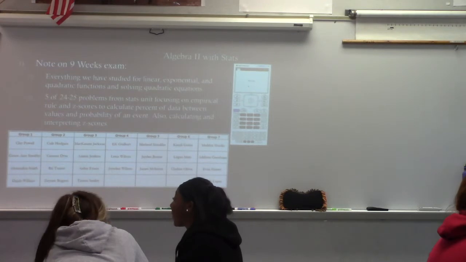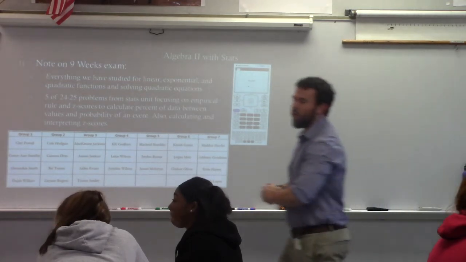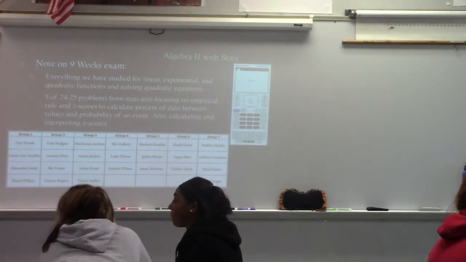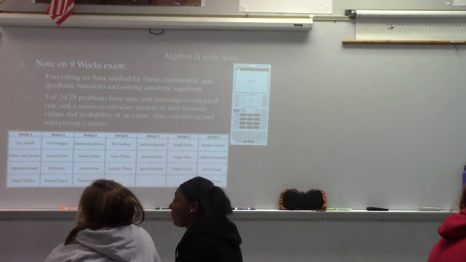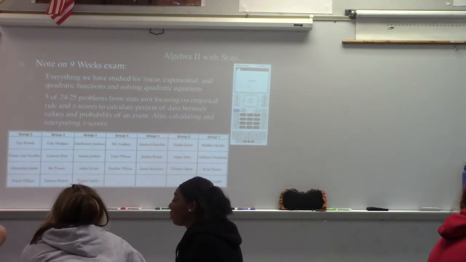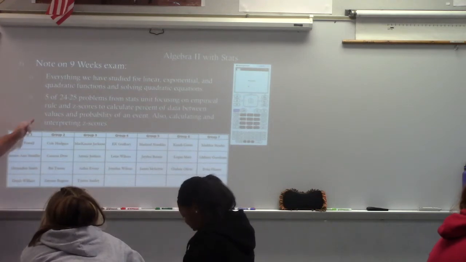You need to know the fundamentals of linear, exponential, and quadratic. You need to know how to write the equation for linear, exponential, and quadratic functions and how to recognize them. So everything linear, exponential, and quadratic will be on this exam. Please note the second part here. This is what some of y'all really need to pay attention to.